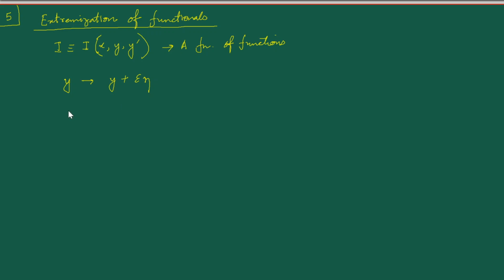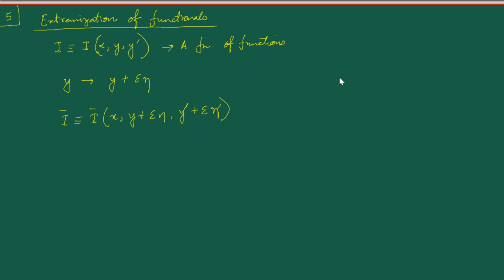Okay, so if for y we have this I, then for this y plus epsilon eta, we have this I bar, where this I bar is dependent on x and on this neighboring curve y plus epsilon eta. Very importantly, you note here that this eta itself is also a function of x. Okay? But the epsilon is not a function of x.